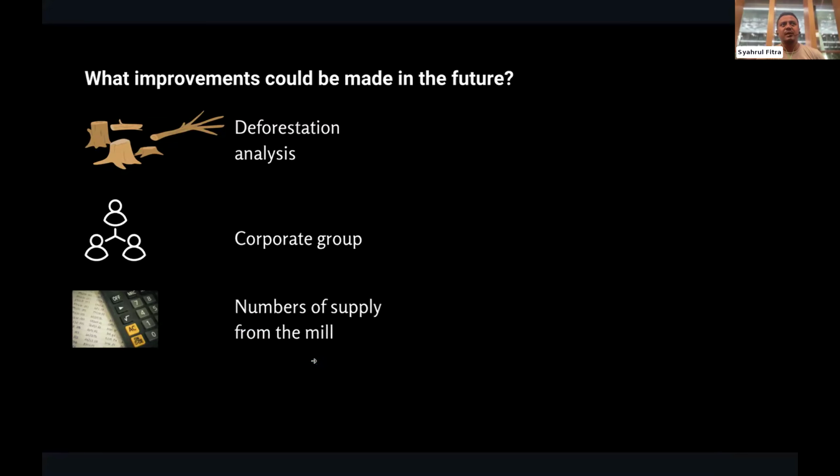Maybe step by step we can improve on which group each mill belongs to, because some of the mills are still linked, but it doesn't look like a link in the field, because they involve secrecy jurisdictions or something. And the volume of supply, how much palm oil the brand got from the mill, I think will be interesting in the future if we want to use this, but currently it's not yet in the PalmWatch.